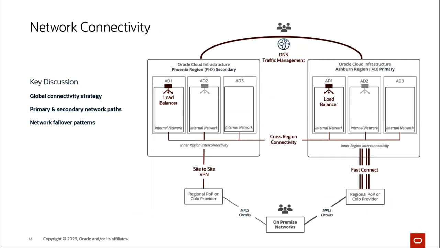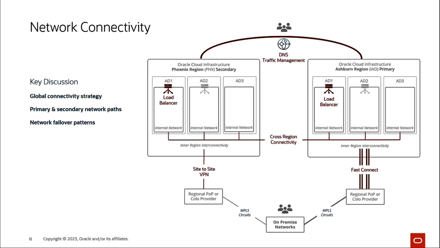Some of the things you're going to want to do to replicate data are going to go over that cross-region connectivity. So you're going to want to make sure you establish that as well. And then if you've got an external-facing site, you've got customers on the internet coming to your e-commerce site, think about your DNS, your traffic management. How do you shift the traffic over from Ashburn to Phoenix if there's a DR event?